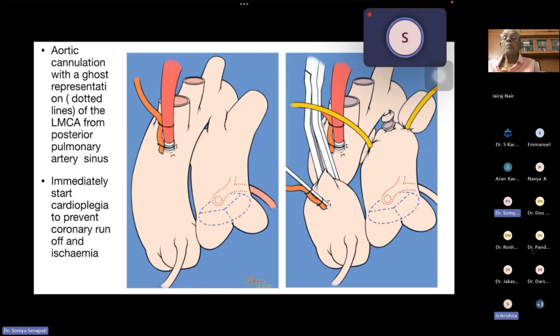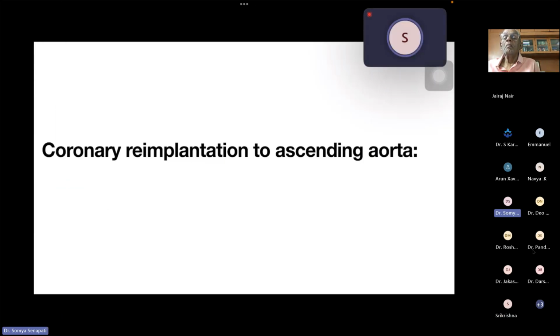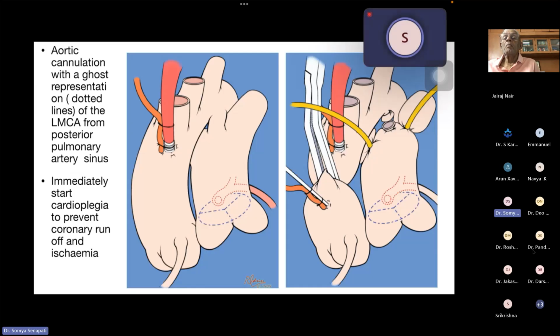So, coronary reimplantation to ascending aorta. These diagrams represent aortic cannulation with a ghost representation, which is seen as a dotted line, of the left main coronary artery originating from the posterior pulmonary artery sinus. Immediately, cardioplegia is started to prevent the coronary runoff and ischemia.